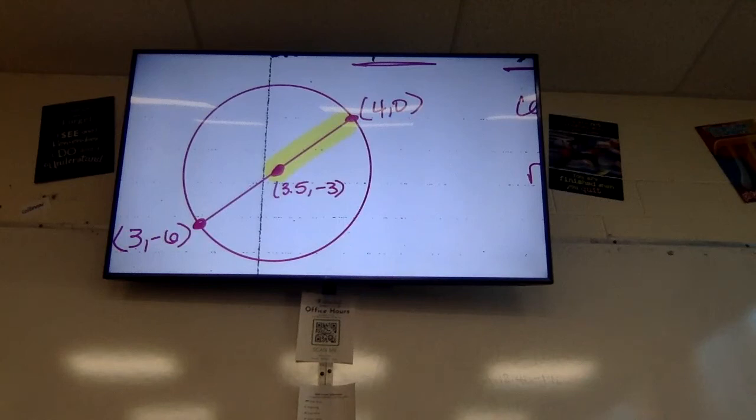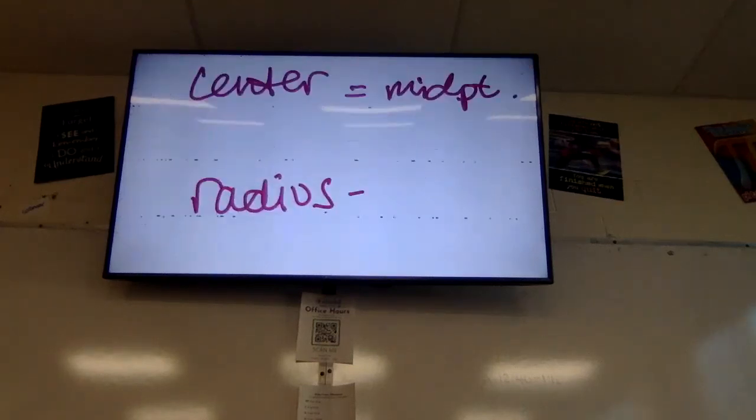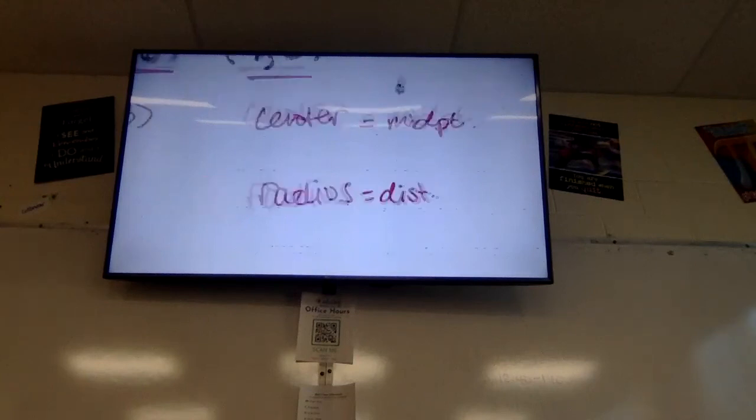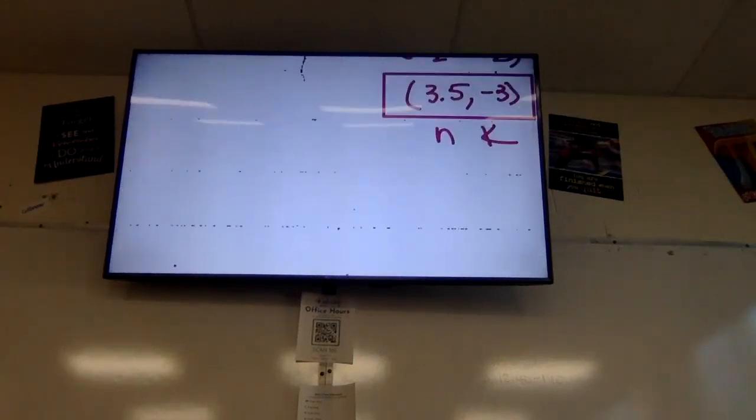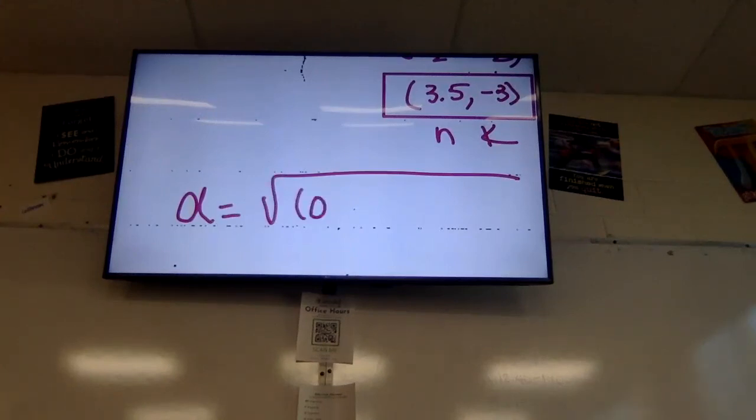You also could do (3.5, -3) and then the other point on the diameter, (3, -6). Or you could even do the entire distance, so endpoint to endpoint, and divide that by 2 to find the radius. So we've got a couple different options. Is everybody okay with those options? Okay, we're going to do distance. I'm going to do (3.5, -3) as one point and (4, 0) as my other point. So next to radius, I'm going to write distance to remind myself later that's what we did. So off to the side, I'm going to do my distance. Okay, so my y's, I'm going to do 0 minus -3 squared plus my x's, 4 minus 3.5 squared.